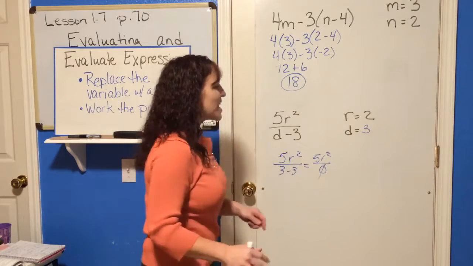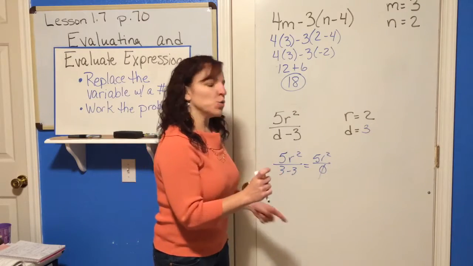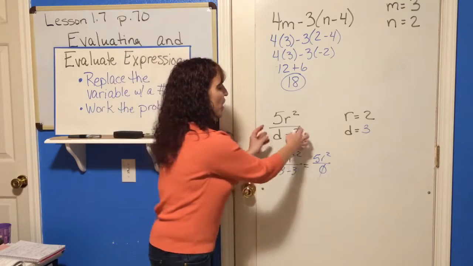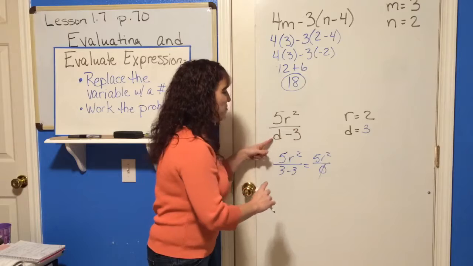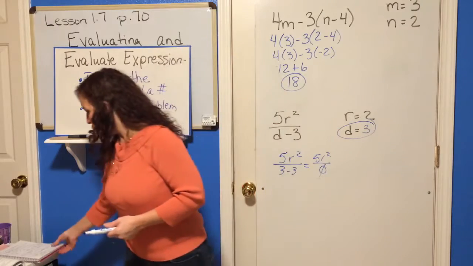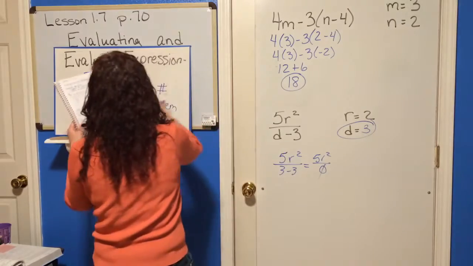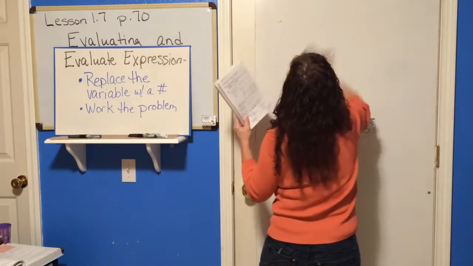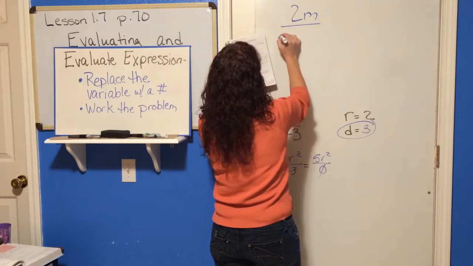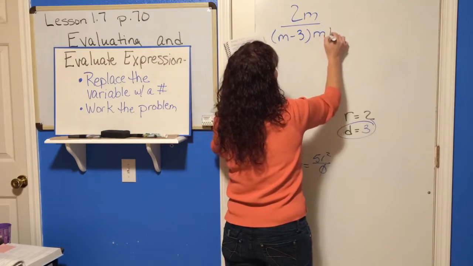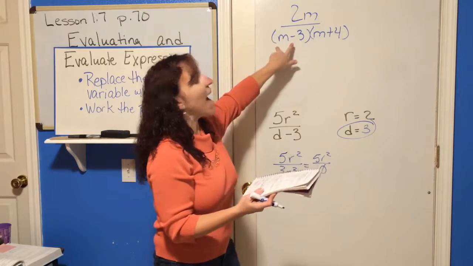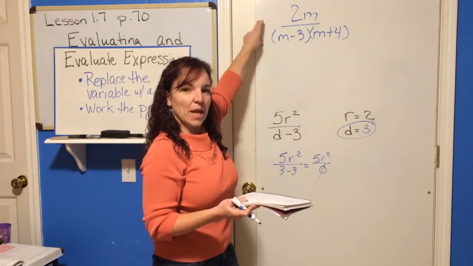It's undefined. So there are times when we need to know what values for our denominator are just not possible. So if our denominator is ever 0, then that is a value for our variable that cannot be true at all. All right? So let me give you a problem. 2m over m minus 3 and m plus 4. So the problems will say, find what values for your variable will make this statement undefined.